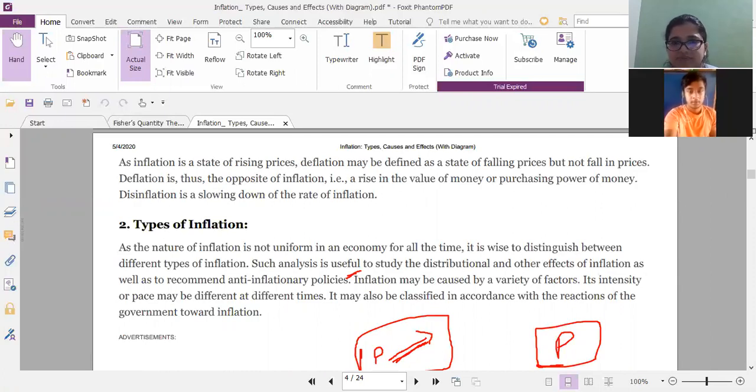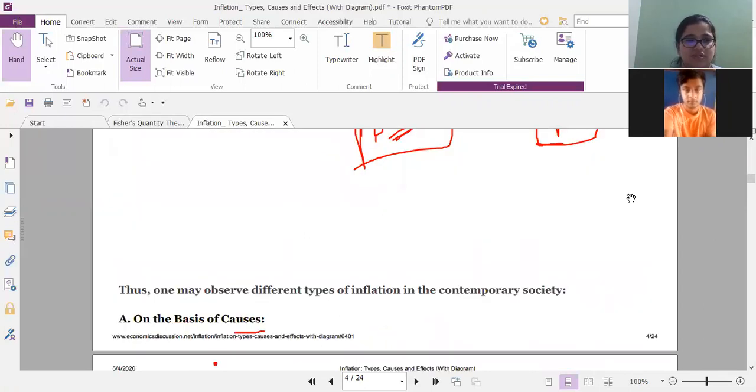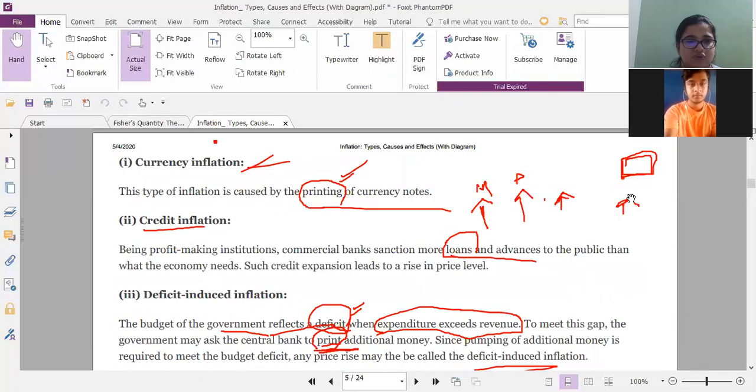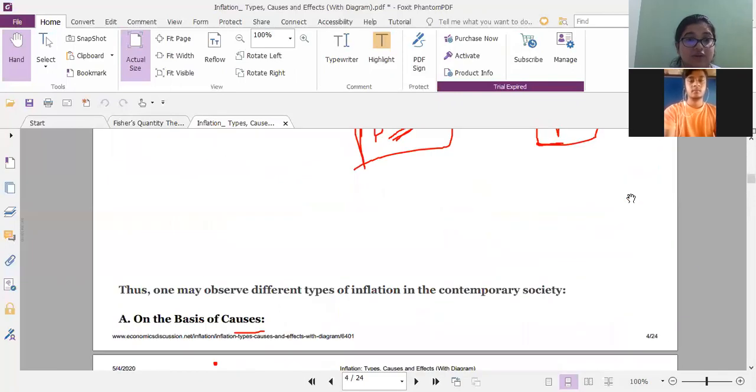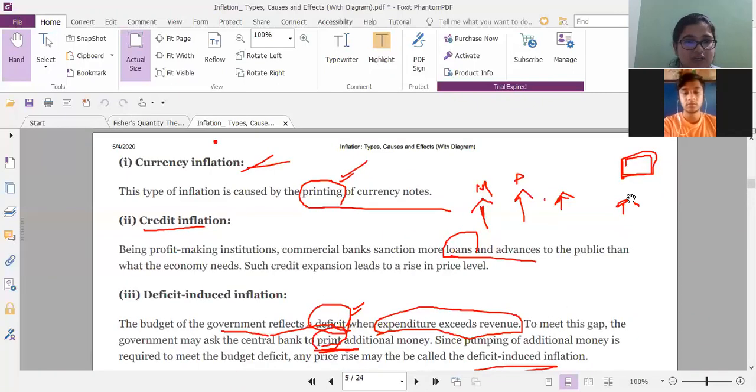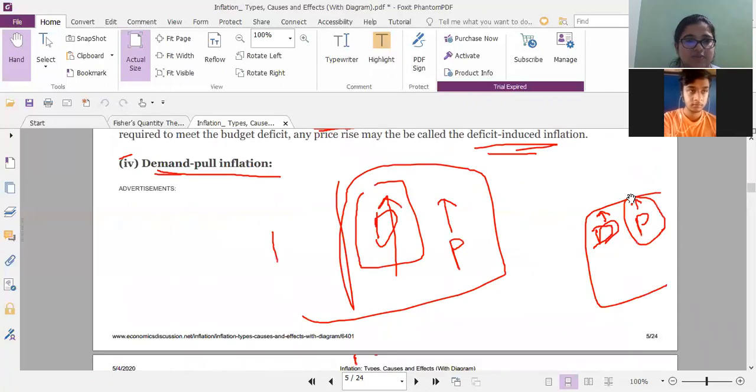Okay. So let's look at these types of inflation. Just have a glance over it on the basis of causes. So we have classified inflation on the basis of cause. It was currency inflation. Then the second one was credit inflation, then deficit induced inflation. Fourth one, demand pull, right? You were there in this class when I explained this demand pull?